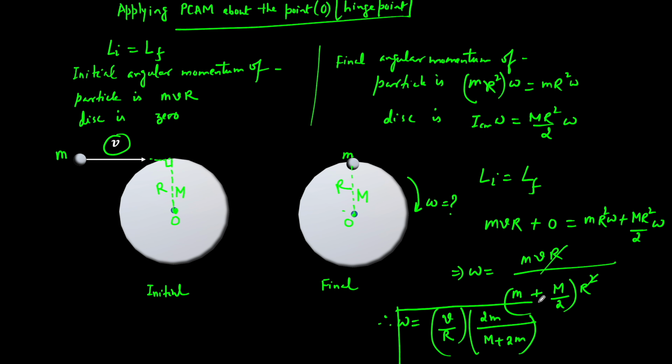So guys, this is the answer. This is the final angular velocity with which the disk is rotating.